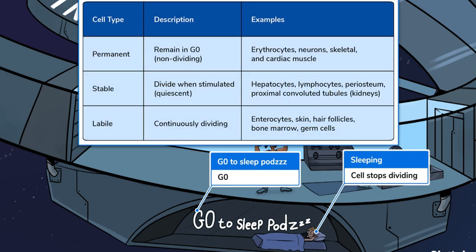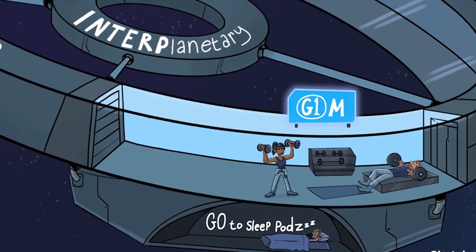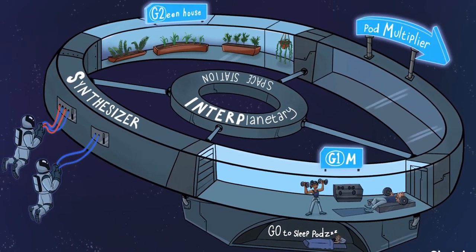Okay, so there's some cells that can stay dormant. For example, permanent cells like erythrocytes, neurons, skeletal, and cardiac muscle are completely differentiated and therefore remain in G0. Then, there are the stable cells such as hepatocytes, lymphocytes, the periosteum, and proximal convoluted tubule cells found in the kidneys. They can enter and exit G0. In contrast, labile cells such as enterocytes, skin, hair follicles, and germ cells never go into G0 because they have high turnover rates.